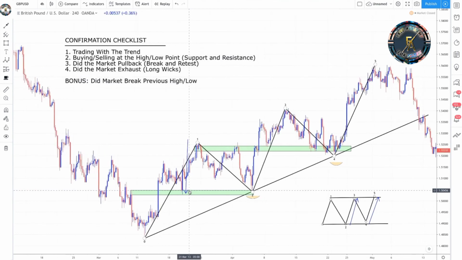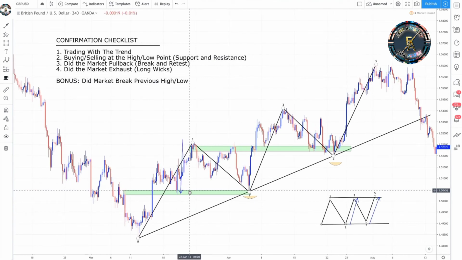Now, lastly, I'm going to give you guys one big piece of advice, and this is a bonus confirmation. Did the market break the previous high or low inside of the market? Now, what do I mean by that? I mean exactly this. Let's take a look at this pullback in the market.